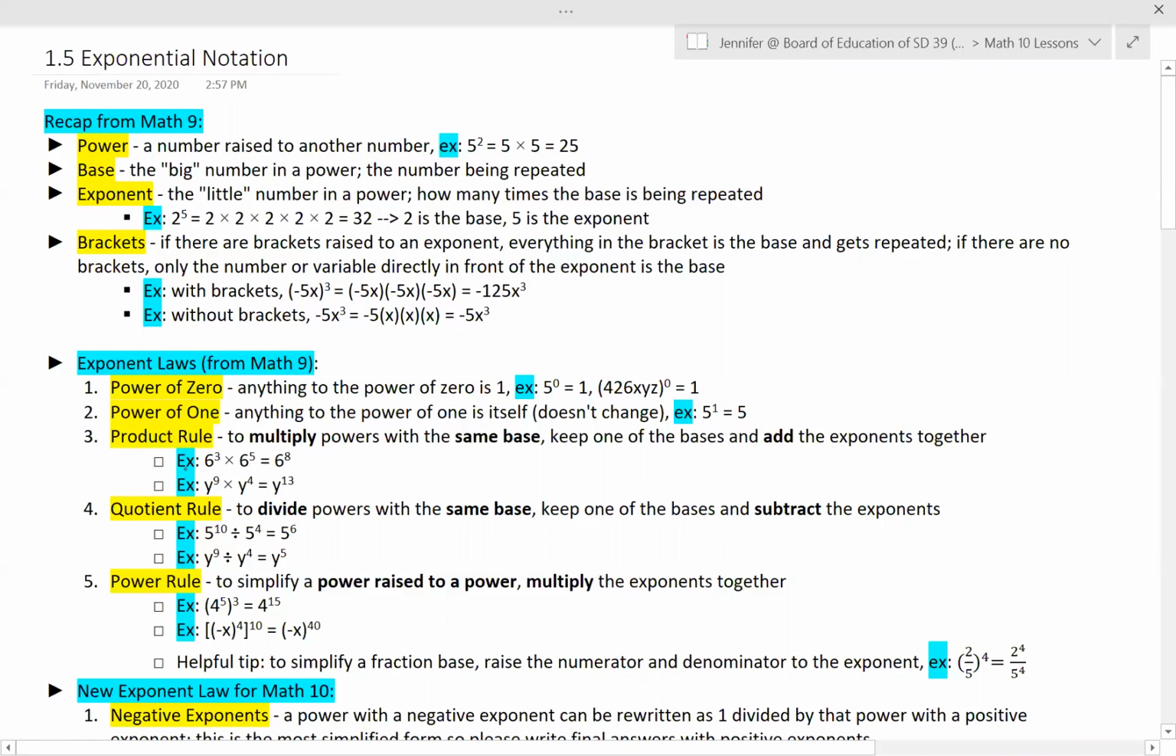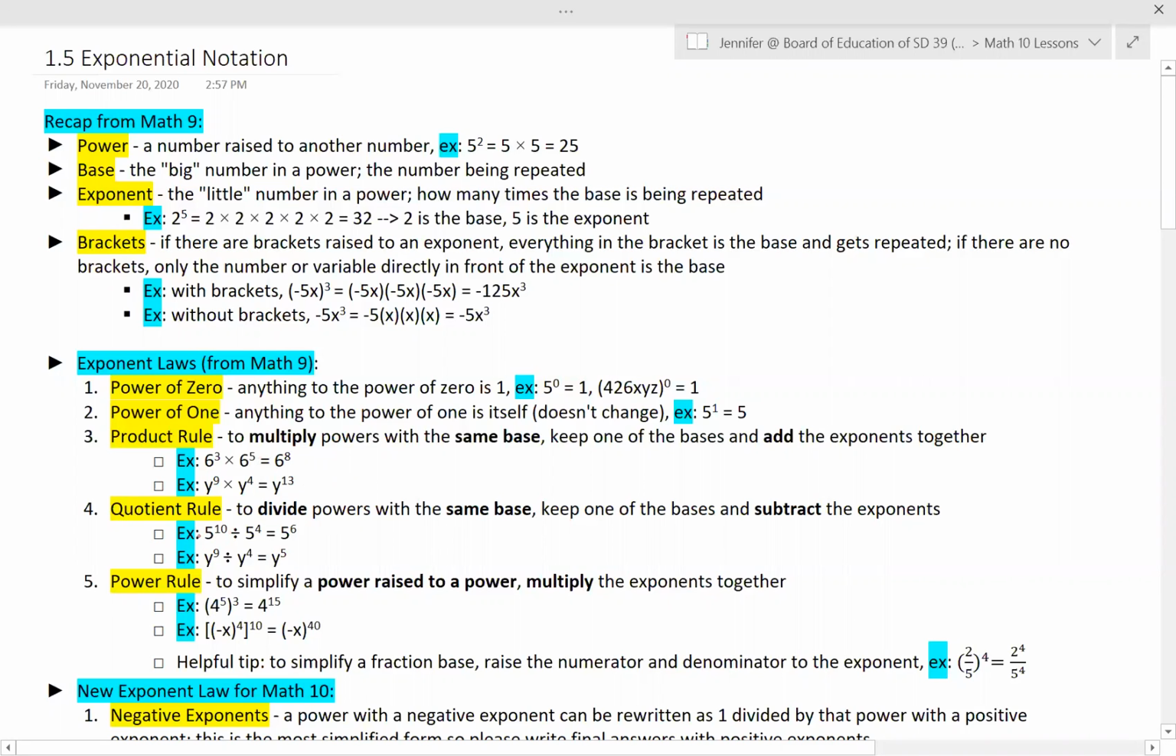The product rule is when we're multiplying powers. If you're multiplying powers with the same base, just keep one of the bases and add the exponents together. Again, common mistake is that when you're multiplying the powers, you think you also multiply the exponents. You have to add them. So in these two examples, we've got 6 cubed times 6 to the 5. That's going to give us 6 to the 8. We keep the base the same because these are the same bases, and add the exponents. Same is true if we have a variable base, just add the exponents if they have the same base.